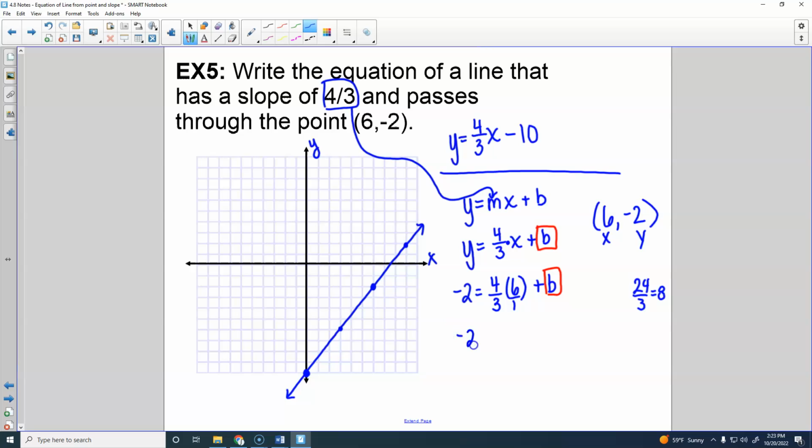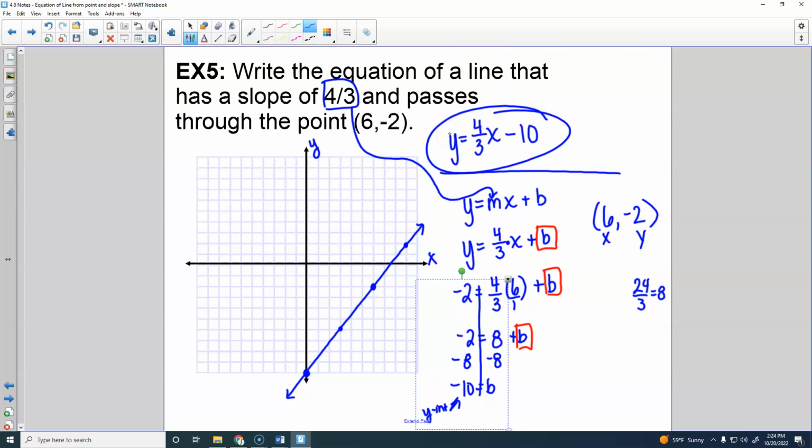So we got negative 2 equals 8 plus b. We're trying to get that b by itself, which means we have to get rid of the 8. How do I get rid of the 8? Subtract it. So I'll get negative 10 equals b. Right there is my y-intercept. I already knew it, because I'd done this one with the graph, and that confirms that this was correct. So this will be our answer.